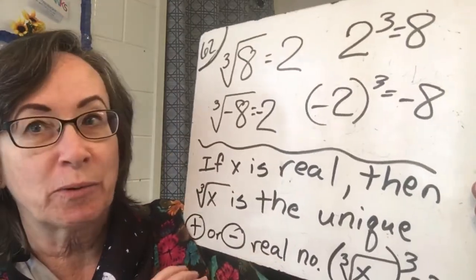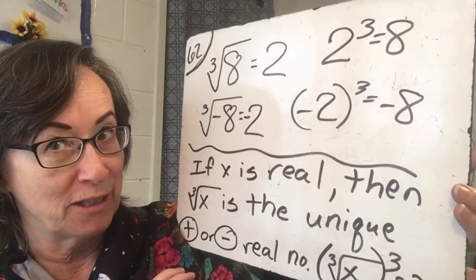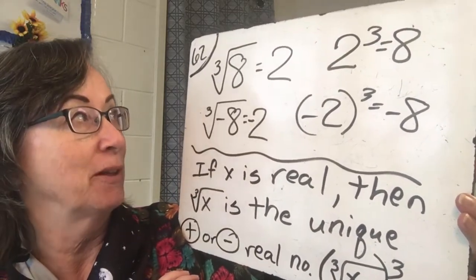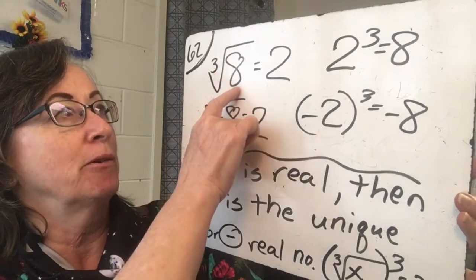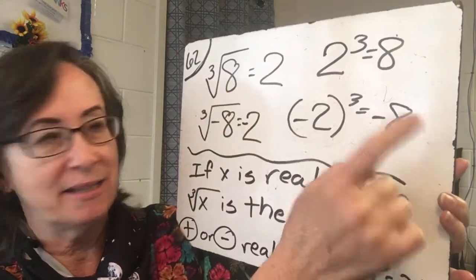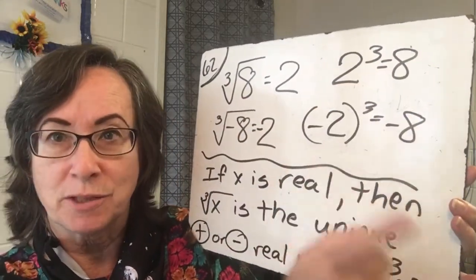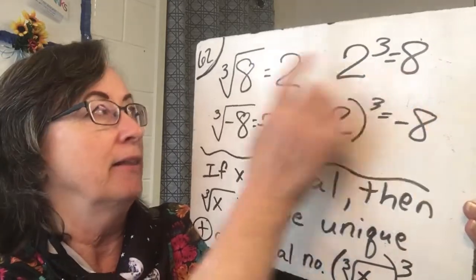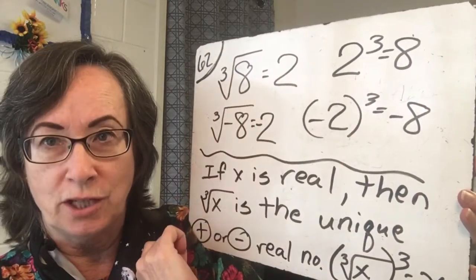Okay, so now we're starting to move into higher roots. And the first one we're going to deal with is cubed roots, because we're going to be working a lot with cubed roots. The cubic root of 8 is 2, because 2 cubed is 2 times 2 times 2, and it is 8. Therefore, the cubic root of 8 is 2.